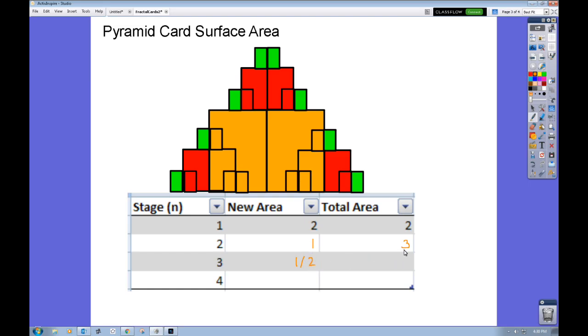and that brings our total to, once again using improper fractions, 7/2 of a square unit for the total surface area at stage 3.